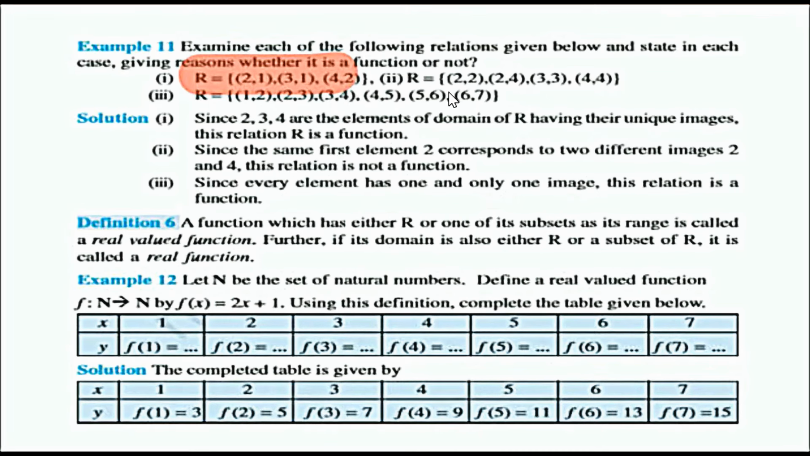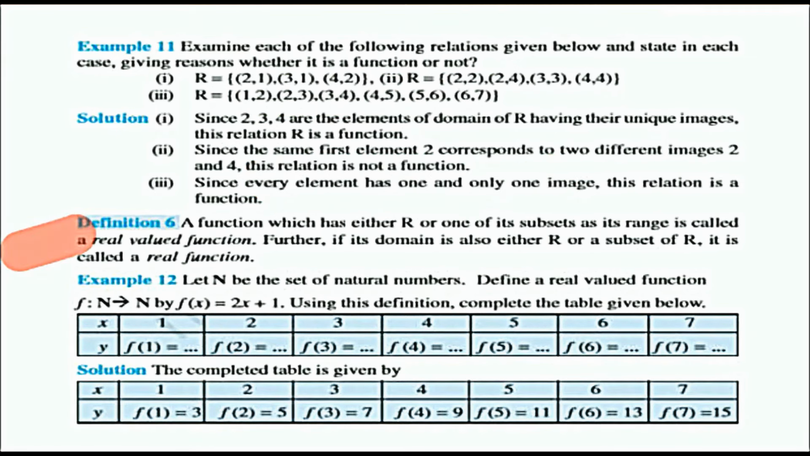Let us come to the second one. Here the first is (2,2), the second is (2,4). The first member 2 is repeated again, and this is not going to happen when you talk about a function. So 2 is giving a value 2 sometime and a value 4 other times. It is not possible in a function, though it is possible in a relation. Third one, (1,2), (2,3), (3,4), (4,5), (5,6), (6,7): no problem, because every element has one and only one image, so this relation is a function.